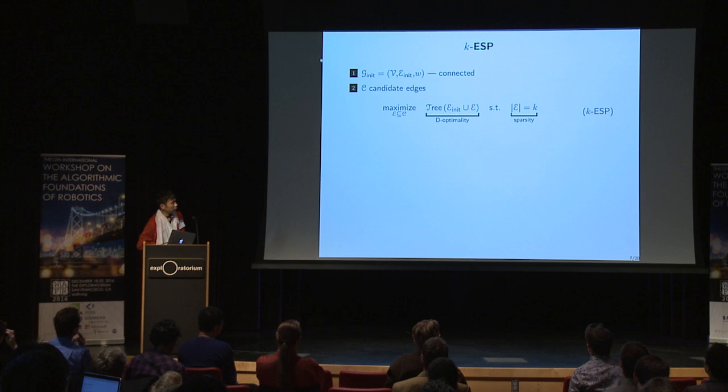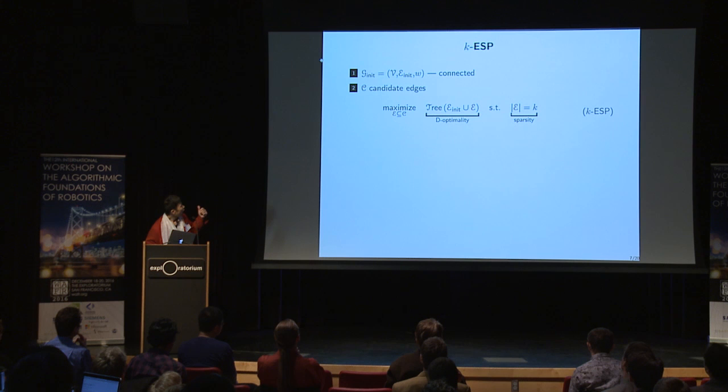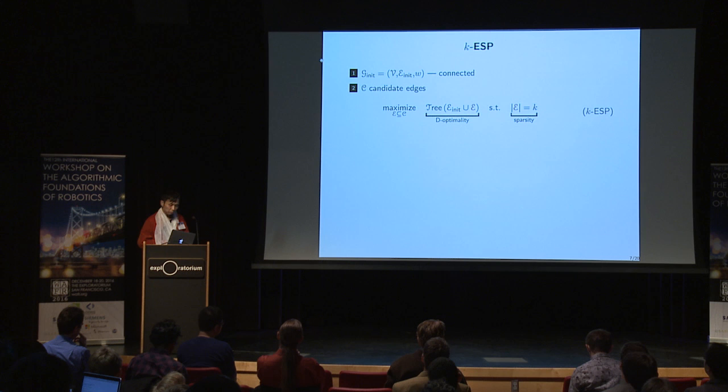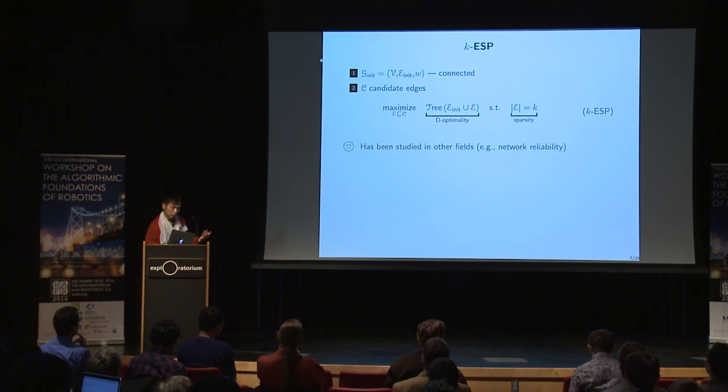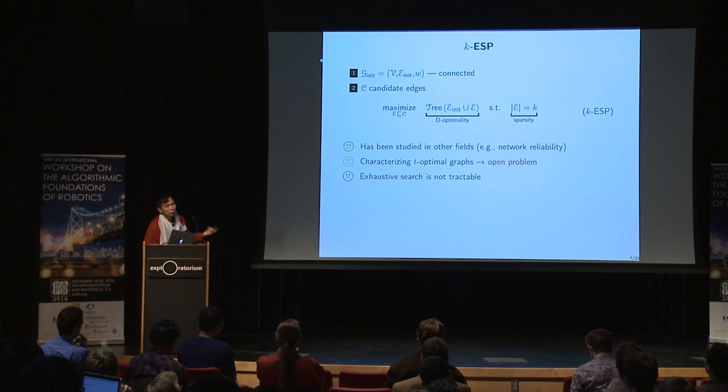Mathematically, we can define the problem like this. Given an initial graph with a set of nodes, a set of edges and the weights, and a candidate set of edges, we want to choose a subset from the candidate set, where the number of edges selected is a fixed k, and we want to maximize the number of spanning trees of the combined graph. This problem has been encountered previously in different areas, not in this SLAM area, and it's still an open problem, mainly because there are many, many possibilities, and the exhaustive search is intractable.